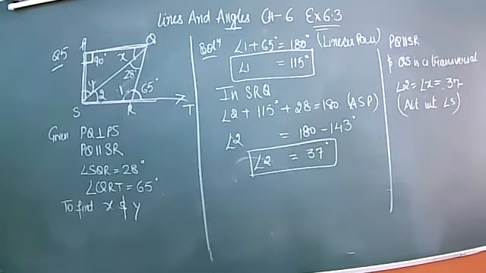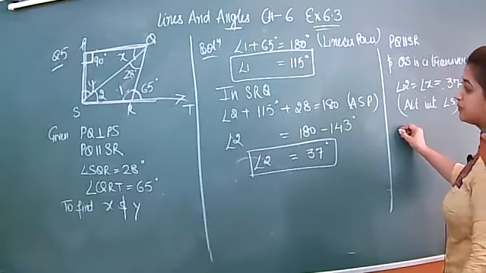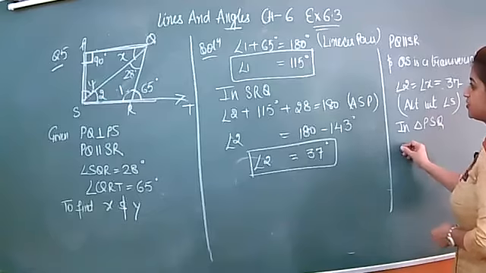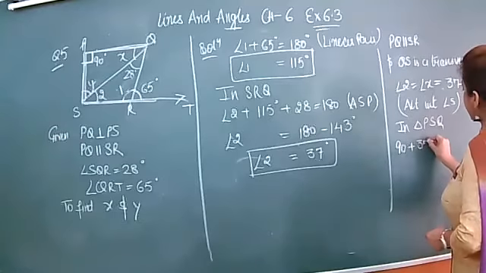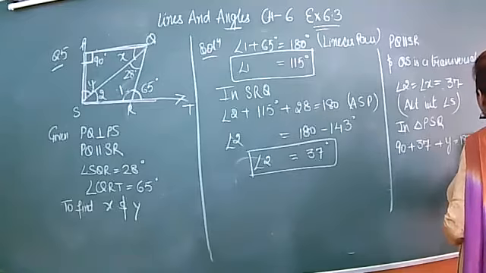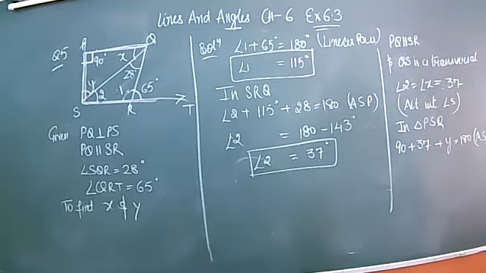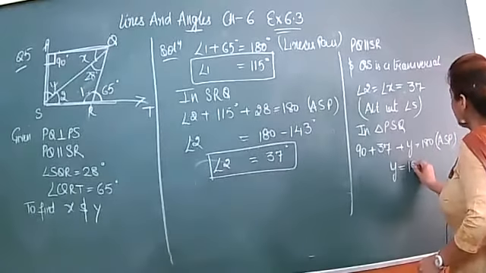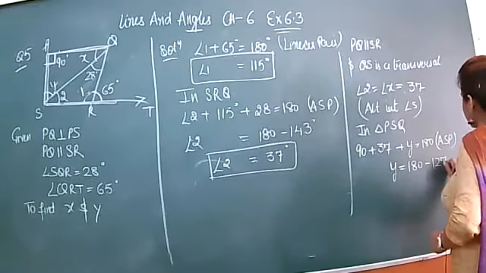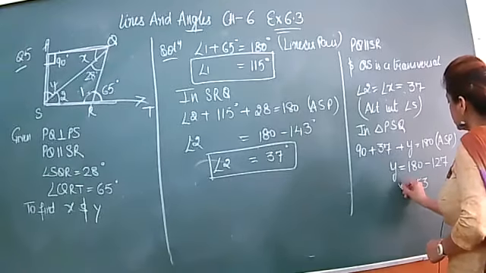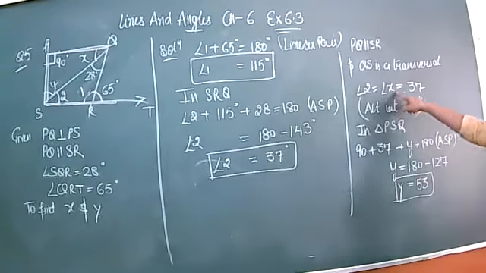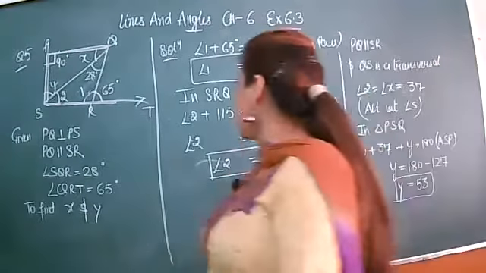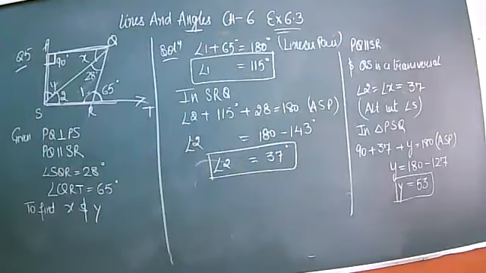Now how you will find angle Y? Angle Y you can get by applying angle sum property in triangle PSQ. 90 plus 37 plus angle Y is equal to 180, angle sum property. Angle Y is equal to 180 minus 127, that is 53 degrees. So we have got angle Y as 53, angle X as 37, and for finding this, we need angle 1 and 2 that we have got as 37 and 115.